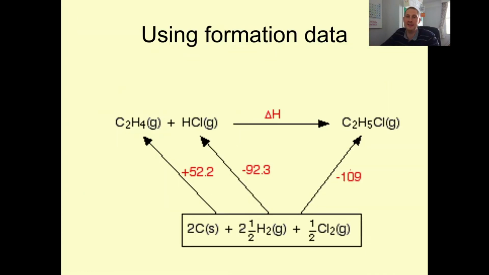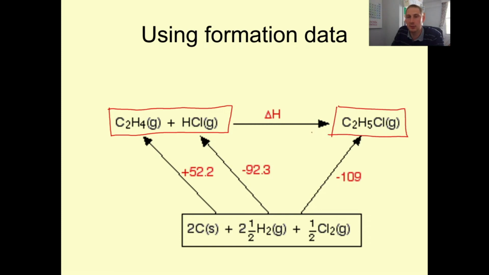So here is an example, and you should recognise that it's fairly similar to the bond energy cycle. The reaction we're really interested in is here along the top. So we take ethene and hydrochloric acid and we form chloroethane. And that's what we want to know. What is the enthalpy change of that reaction?